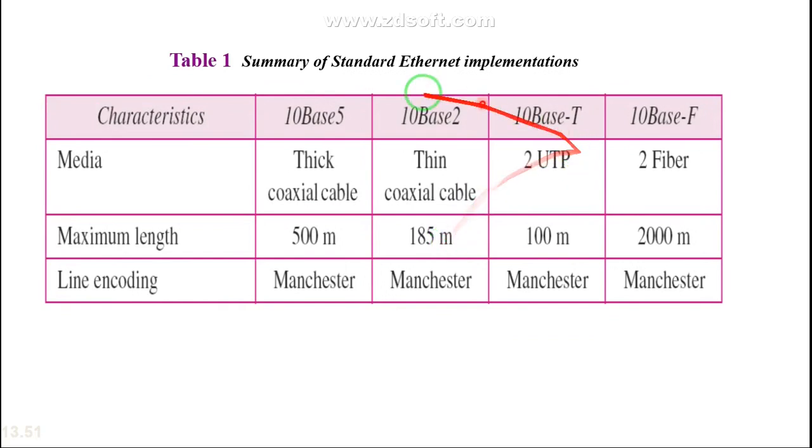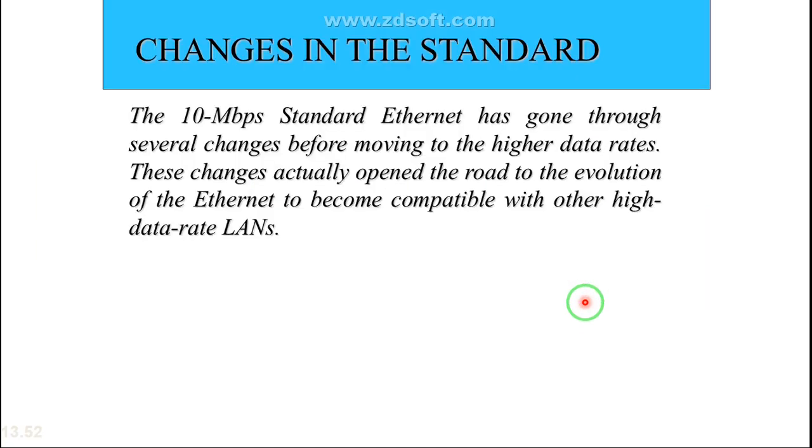So this is the summary of standard Ethernet implementation. All of them are going to use a line coding, that is Manchester encoding. Now guys, before we discuss fast Ethernet or gigabit Ethernet, we need to discuss the changes that occurred to this 10 Mbps standard Ethernet. And these changes actually opened the road to the evolution of Ethernet to become compatible with higher data rate LANs.